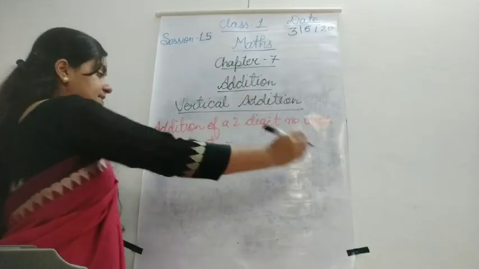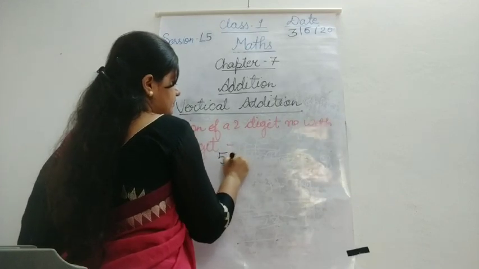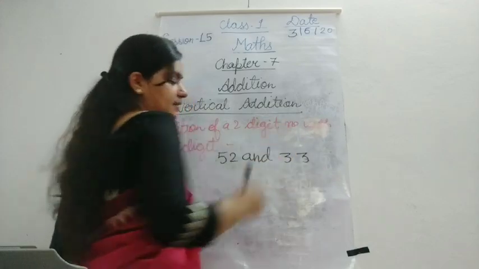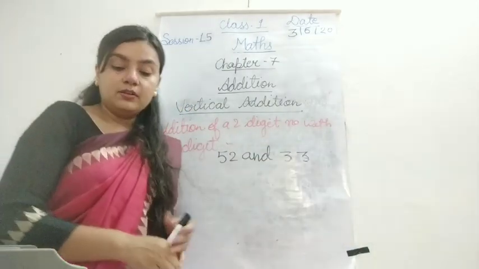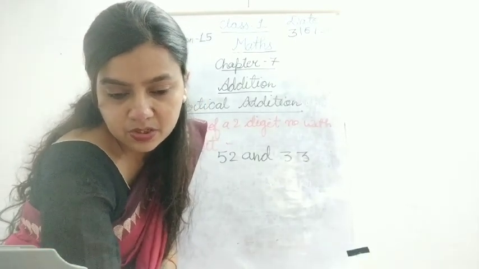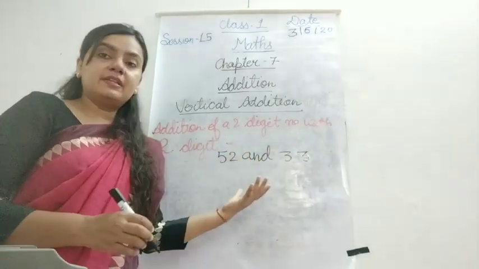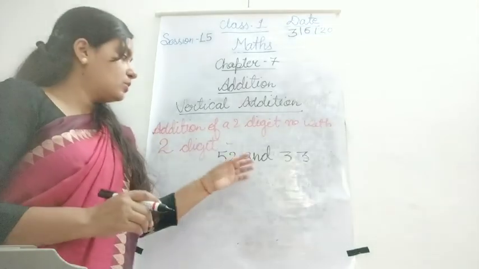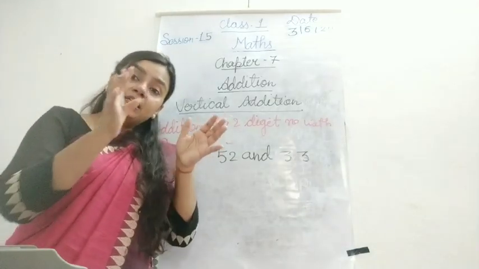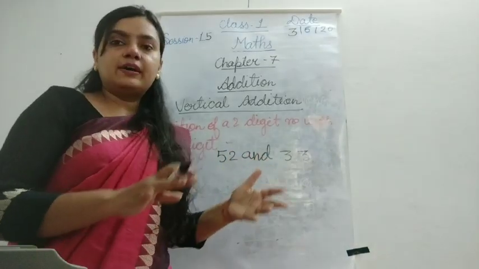Let's take one more example. Now what is the example? The example is 52 and 33. Although in your book you will not get this type of question, I am still telling you how. If the question comes in this form, how will you write? You will not do this in your copy. In your copy directly the formation will come and afterwards you have to add. But you should know how to arrange the numbers.